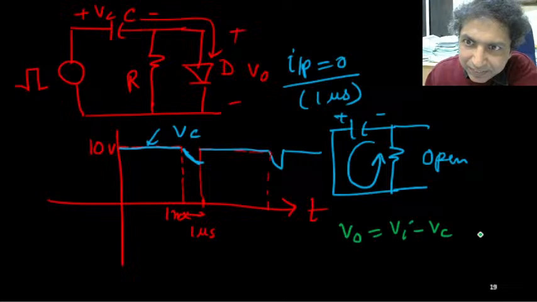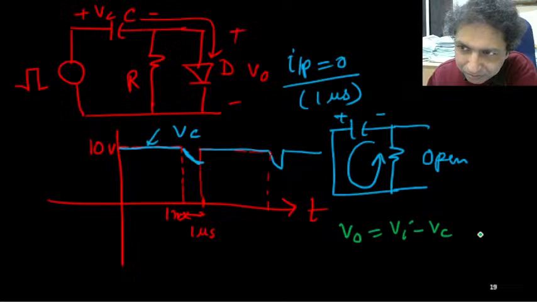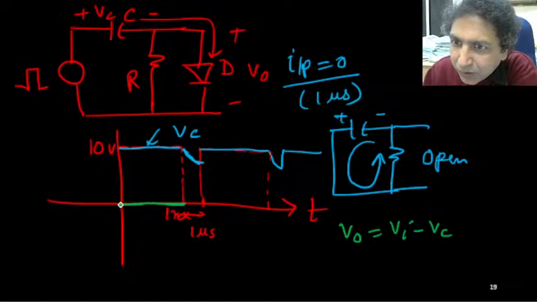So input is 10 volt. Vc is also 10 volt. So 10 minus 10 is absolutely 0. So for the first 1 millisecond the output is 0, because the diode is conducting. If diode is conducting, that voltage is 0. Okay, that's simple. So this output voltage in green color will be 0.